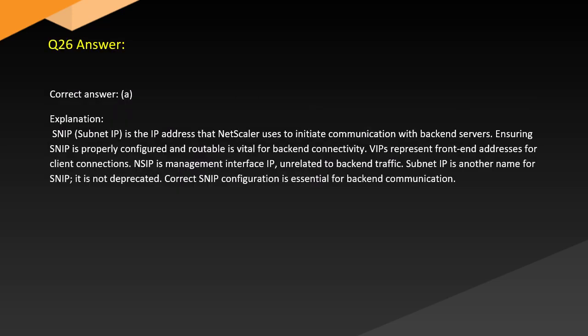Answer. Correct answer, A. Explanation. SNIP, subnet IP, is the IP address that NetScaler uses to initiate communication with backend servers. Ensuring SNIP is properly configured and routable is vital for backend connectivity. VIPs represent front-end addresses for client connections. NSIP is the management interface IP, unrelated to backend traffic. Subnet IP is another name for SNIP. It is not deprecated. Correct SNIP configuration is essential for backend communication.